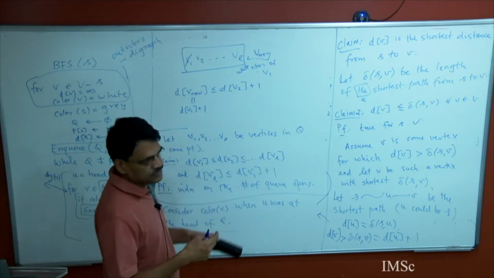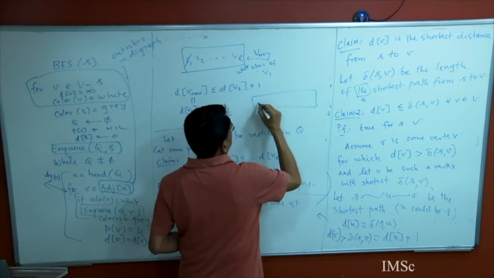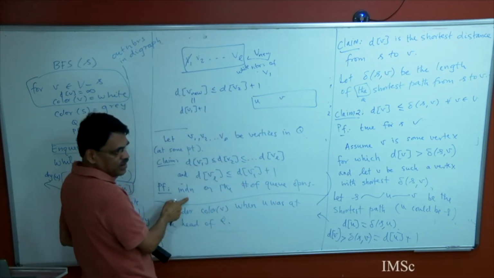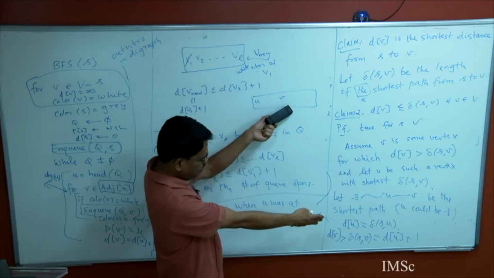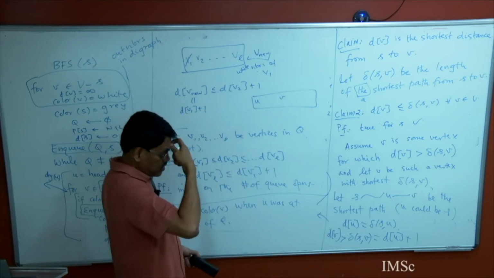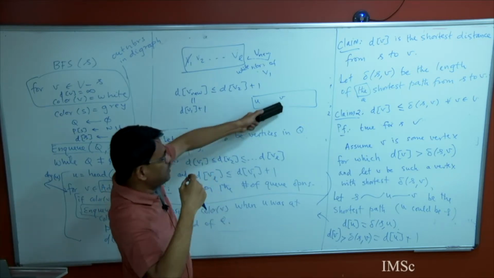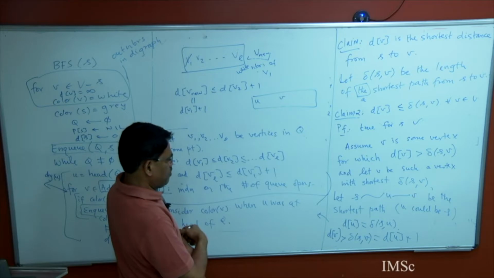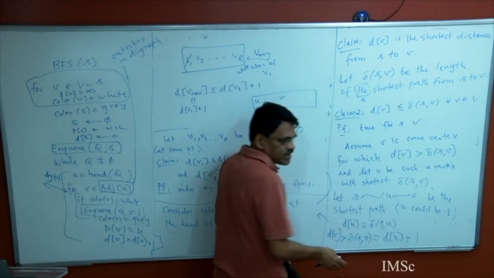Could it have been gray? What does gray mean? It is sitting in the queue, right? So U is at the head, V is here. Then by this property, d of U is less than or equal to d of V. You have a problem there, because we are saying even d of U plus 1 is strictly less than d of V. If V had been gray, it would be like this. So d of U plus 1 could not have been strictly less than d of V.